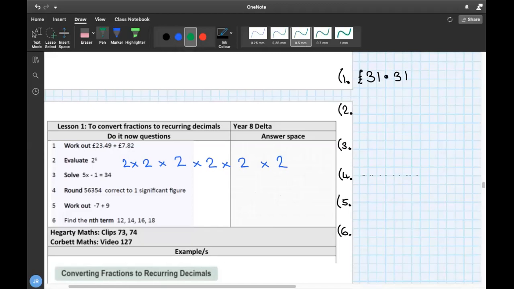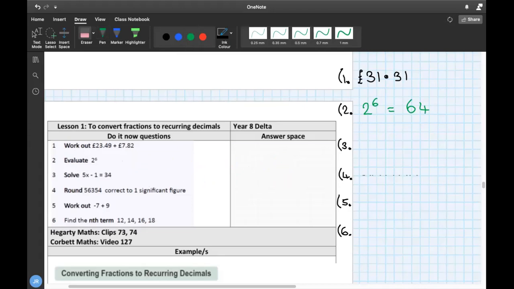So let's work out bit by bit. 2 times 2, that gives us 4. Multiply that by 2 again, we get 8. Multiply that by 2, 16, then 32, and then 64. So 2 to the power of 6 is equal to 64. That is your final answer, 64.